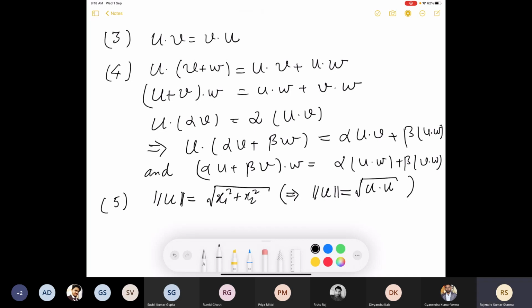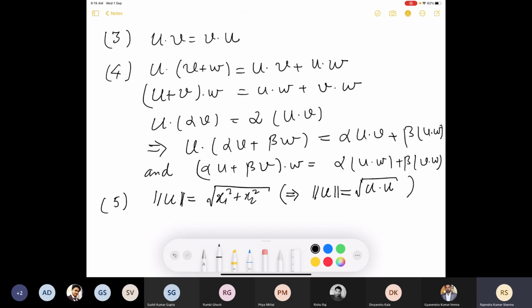And naturally, this, called the modulus or absolute value or the length of the vector, can also be seen to have the properties that the length, or modulus, or absolute value, or norm is 0 if the vector itself is 0. Otherwise, it is always non-negative, and it satisfies the triangle inequality. That means norm of u plus norm of v is always greater or equal to norm of u plus v, and so on.